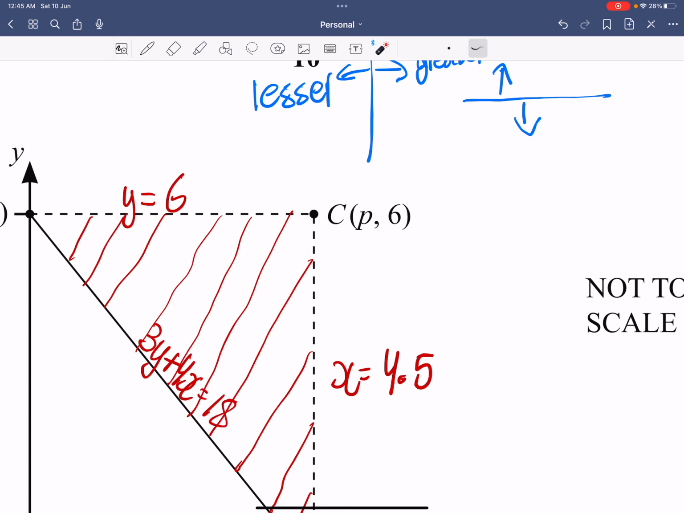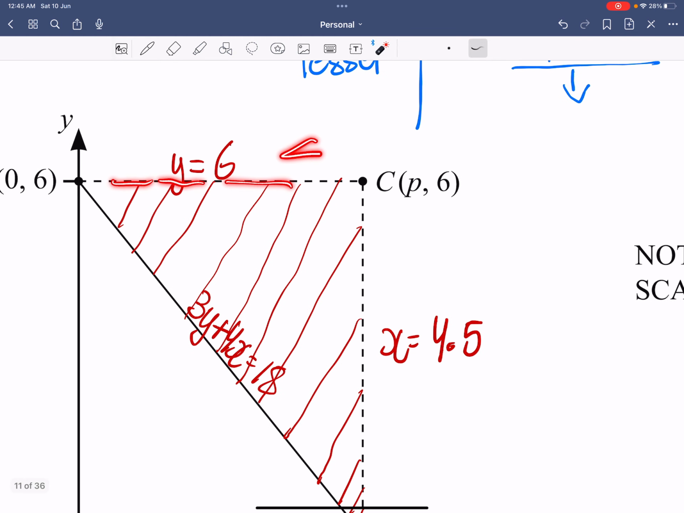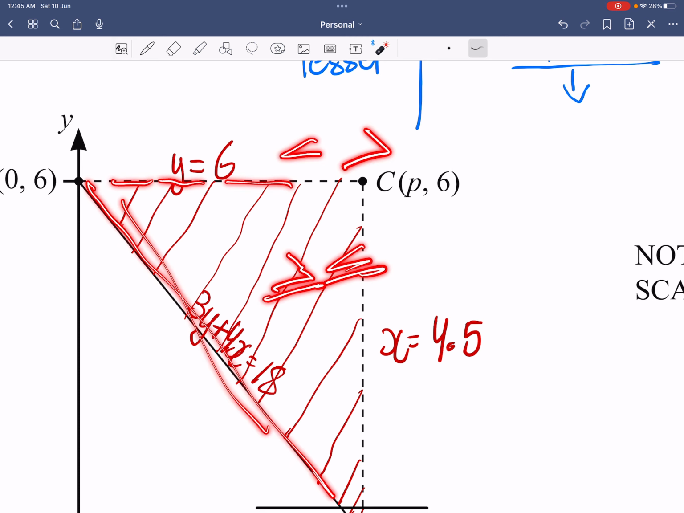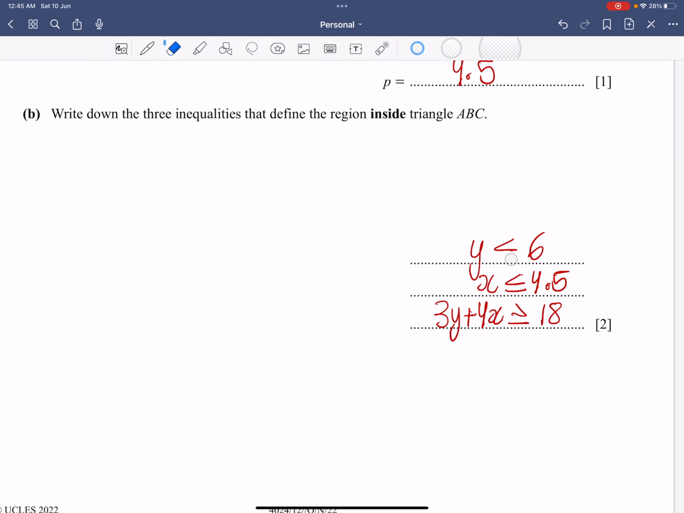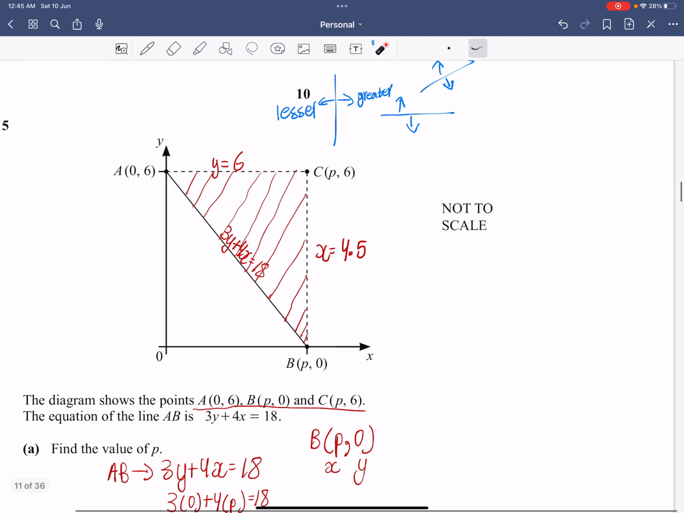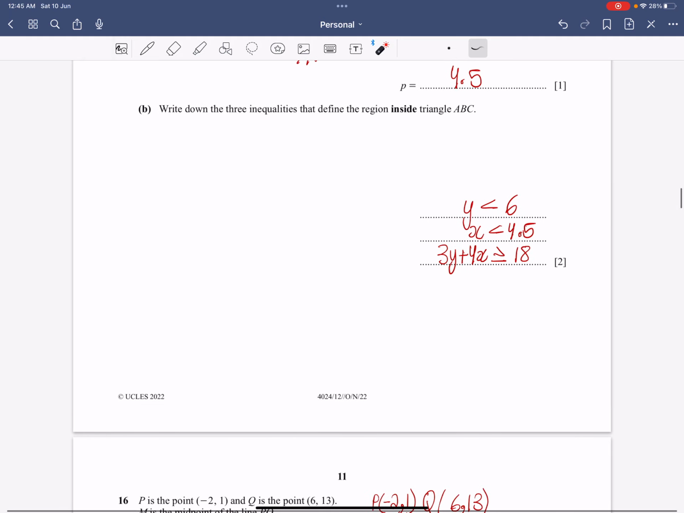So why did I use the sign of equal to? Remember, whenever the line is dotted, we'll use lesser than or greater than. But whenever the line is a straight, continuous line, we'll use greater than or equal to or lesser than or equal to. So I made a mistake here. Since the line was dotted, I should have written y is lesser than 6 and x is lesser than 4.5. But since this is a straight line and no dots, it will be 3y plus 4x is greater than or equal to 18. So now this is done.